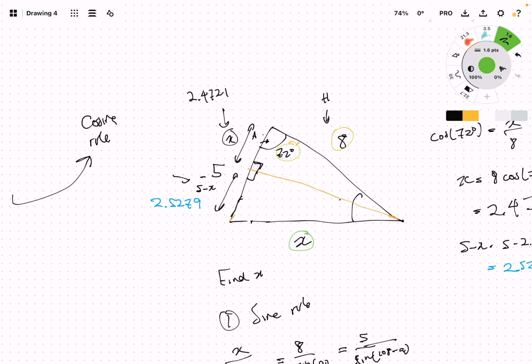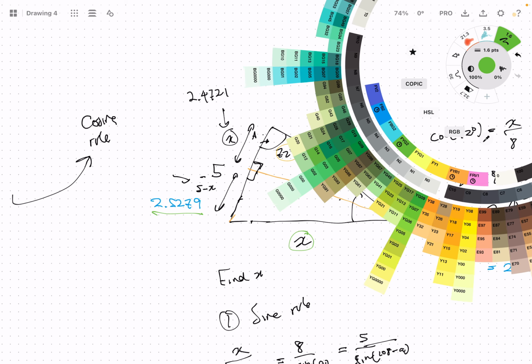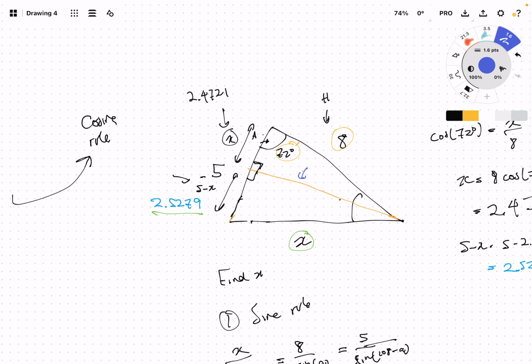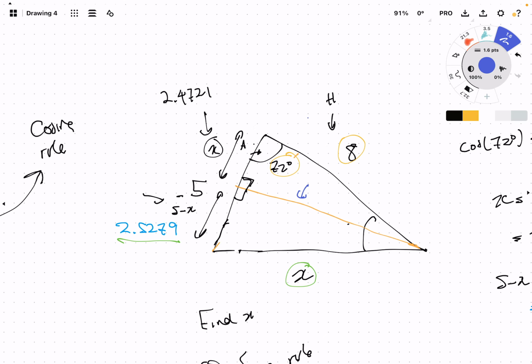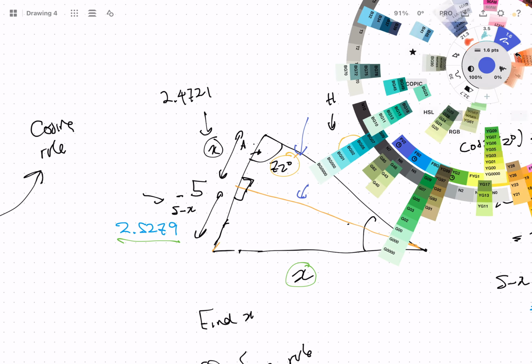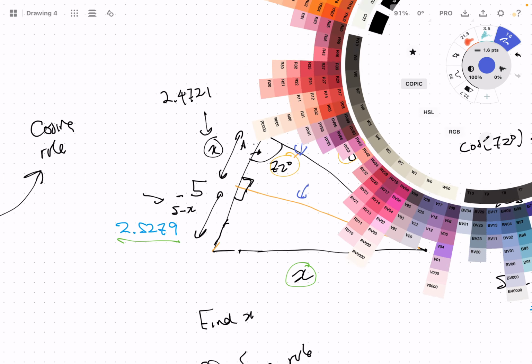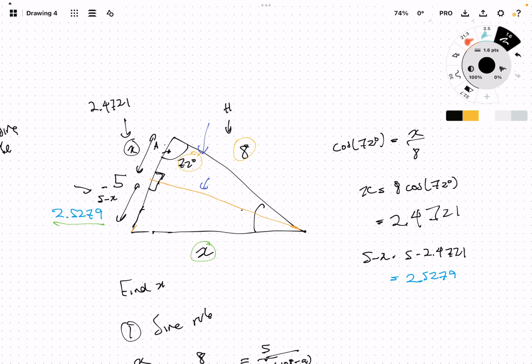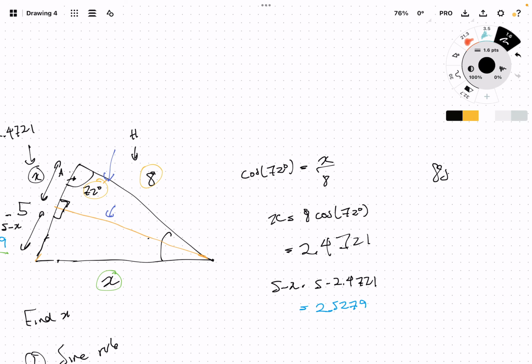Well, our goal is to find x. We have only one side. We don't know anything else. Oh, but wait, look. This side is another part of this triangle, and it's also common. This side's common to both triangles. So we can use this 72-degree right triangle to find this side as well. And it'll be sine 72. So it'll be 8 sine 72.